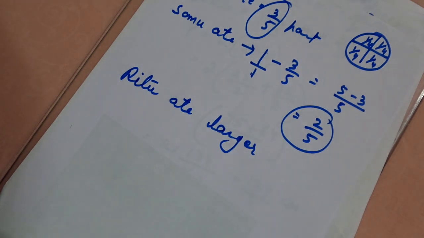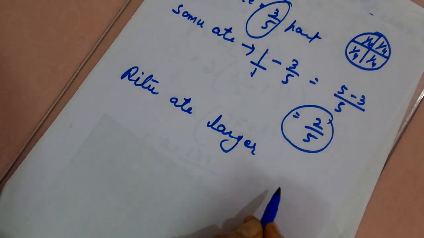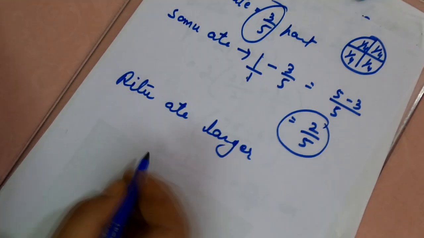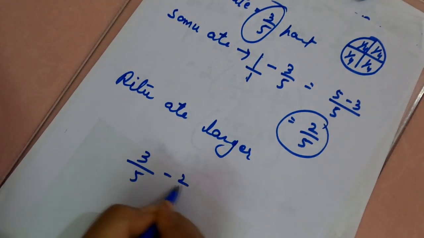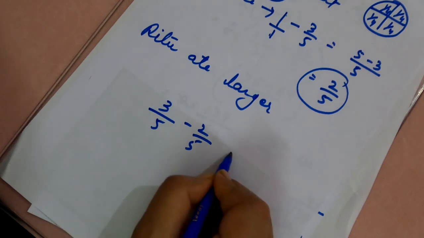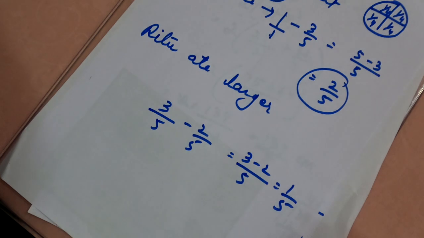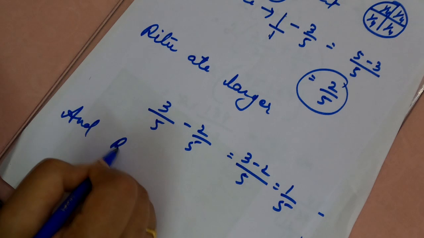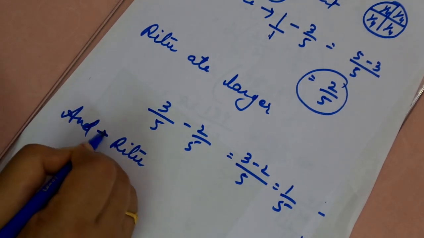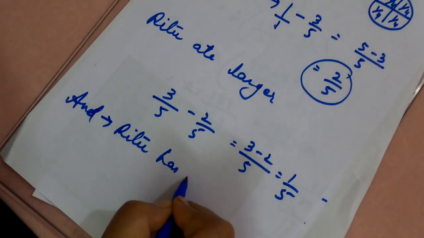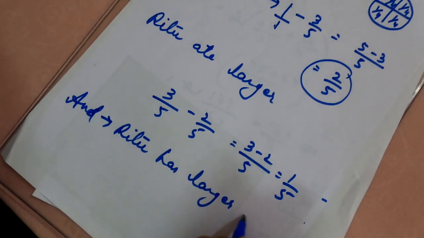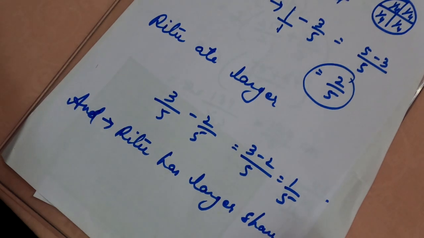Clear? And they are asking by how much. By how much means we need to subtract them. So let us subtract them. 3 upon 5 minus 2 upon 5. It is very easy. They are like terms, so the denominator is the same. 3 minus 2, answer is 1 upon 5. So who had the larger share? So we are going to write the answer as: Ritu has the larger share. Clear? Hope you can solve this exercise.